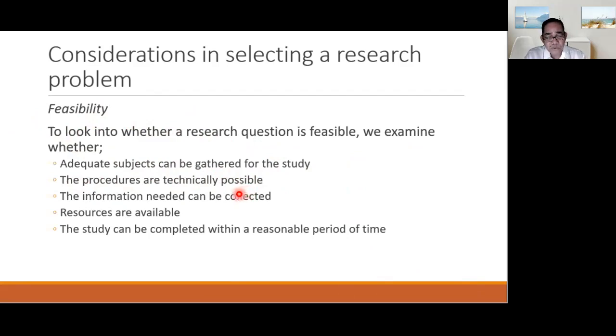Do you have equipment to be able to implement your proposal, your protocol? Do you have enough resources? Can information be collected, with enough available resources, and can the study be completed within a reasonable period of time? Students' researches should be completed in less than one semester. I mean, at least data collection should be done in less than a month, or at most 1 month to be able to finish it.